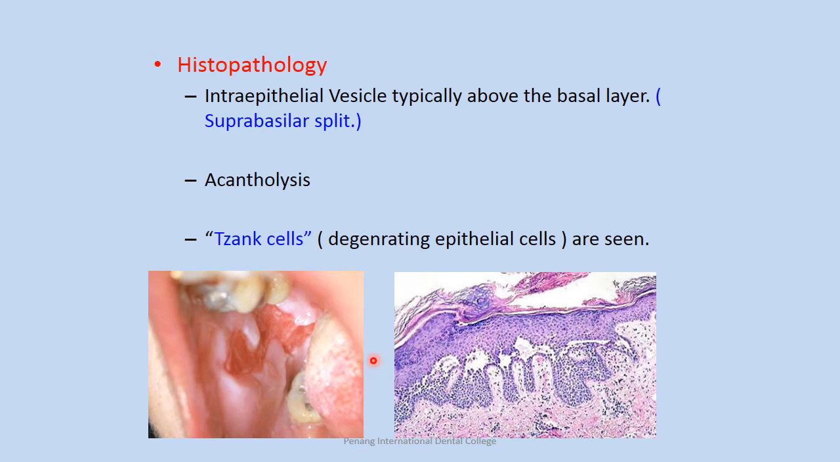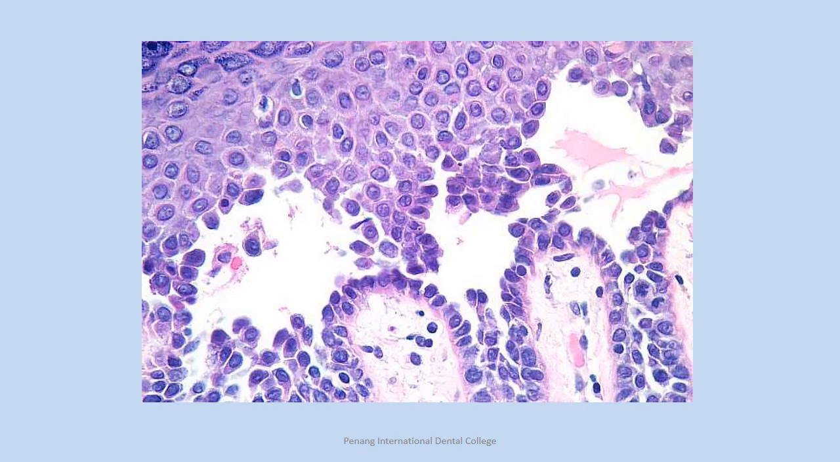And in the split, that is the suprabasal split, we see floating degenerating epithelial cells, which are called Tzanck cells. I already explained to you that the presence of these cells on a Tzanck smear was considered to be important for the diagnosis of pemphigus. Right, this is the high power view of histopathology of pemphigus. These are the basal cells. This is the suprabasal split. These floating cells that we see here around in the split are the Tzanck cells or degenerating epithelial cells.